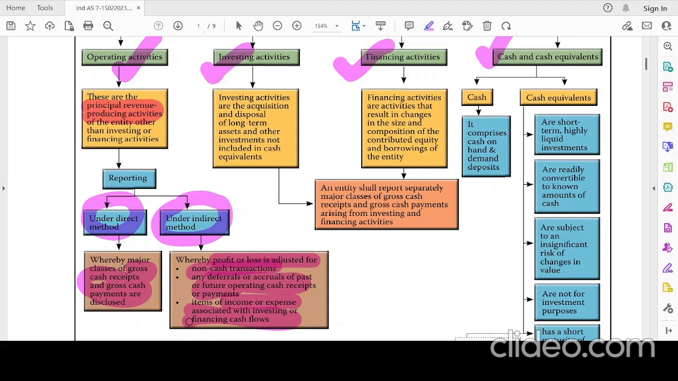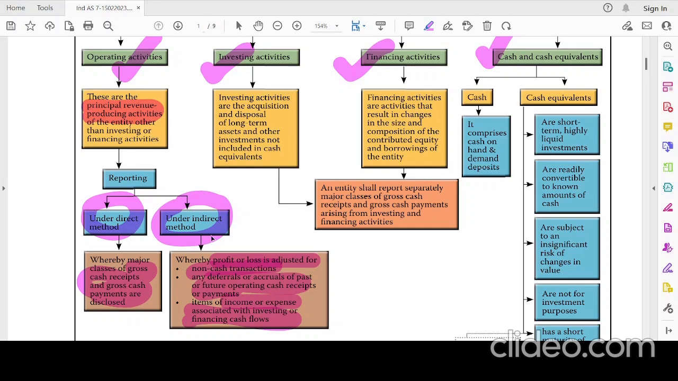So in the indirect method, we start with profit or loss from the statement of profit or loss and other comprehensive income, and then adjust it for non-cash transactions like depreciation, amortization, and any deferrals or accruals of past or future operating cash receipts or payments, like for example bad debts or bad debts recovered, and then items of income or expense associated with the investing or financing cash flows.